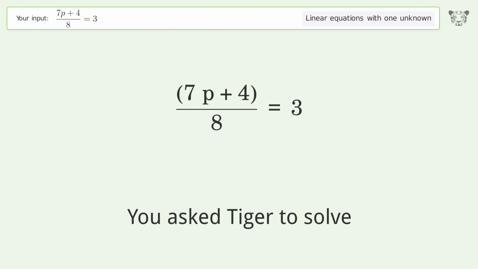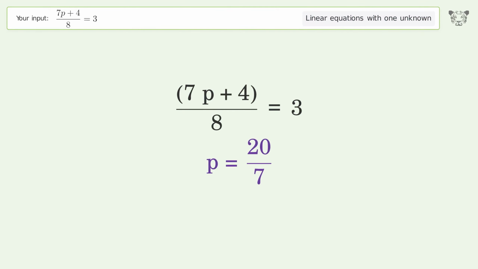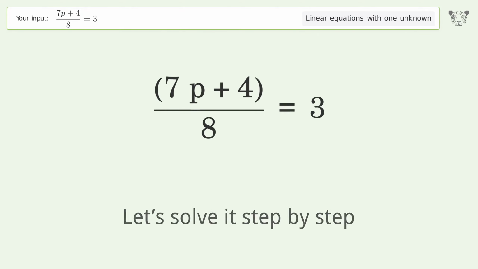You ask Tiger to solve. This deals with linear equations with one unknown. The final result is p equals 20/7. Let's solve it step by step.